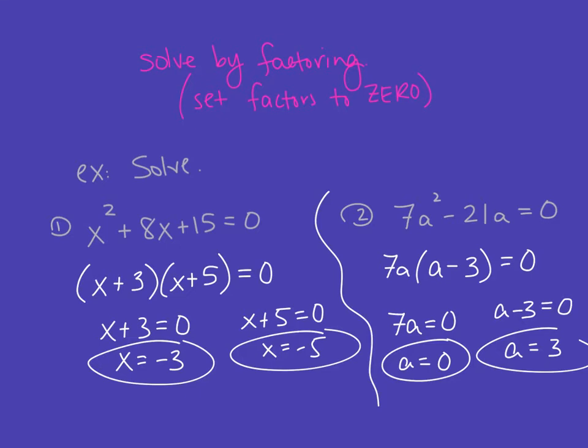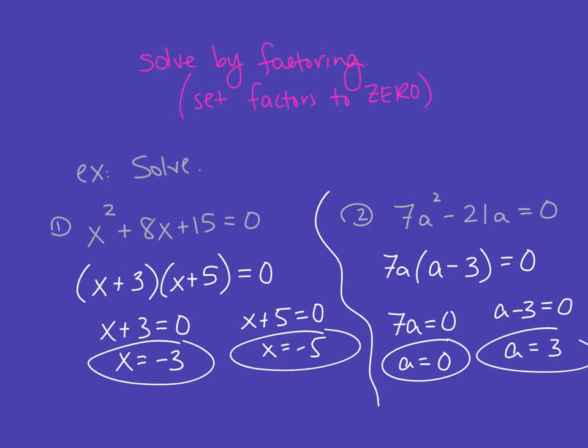Boom. That's it. All right, so we set both factors to 0 and solve, so we get -3 and -5 as our solutions. Plug them back in if you don't think it's right. So we'll get 9, minus 24 plus 15 is 0. That works. Same thing with -5.